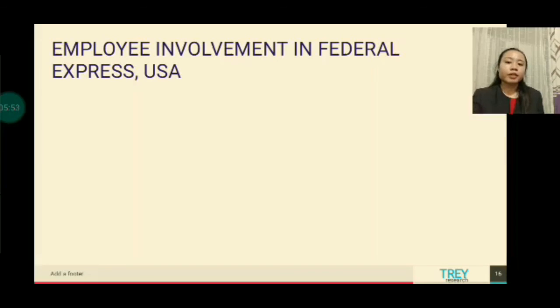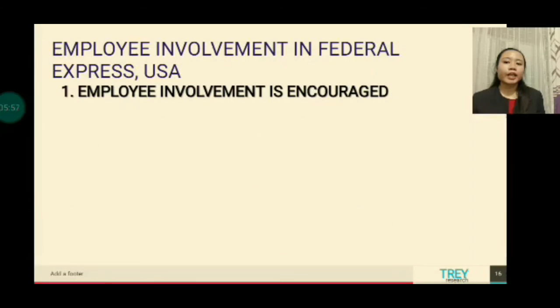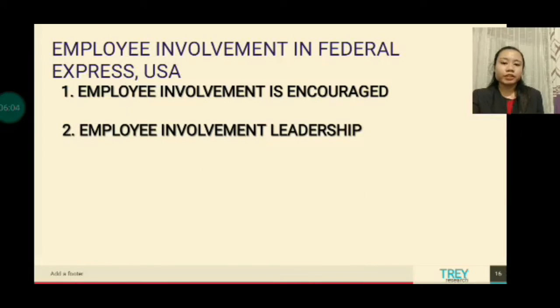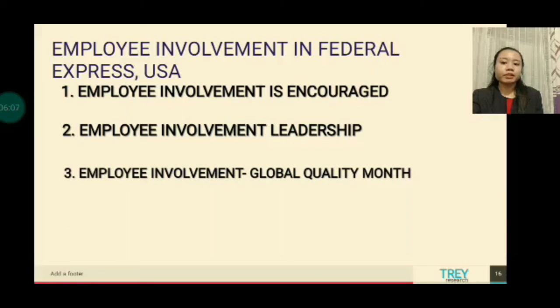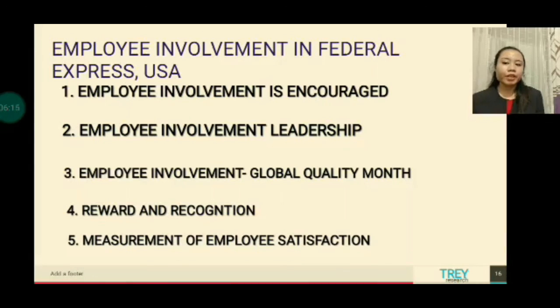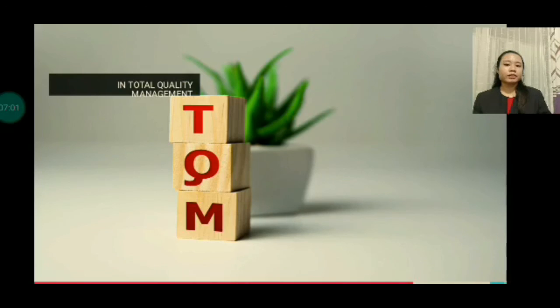Number one is employee involvement is encouraged. Number two, employee involvement of leadership. Number three, employee involvement, which is Global Quality Month. Number four, reward and recognition. Number five, measurement of employee satisfaction. So these five are the employee involvement strategies that they use in Federal Express of USA, which can help their business grow and increase. And that is all my report about empowerment, which is involvement of employees.